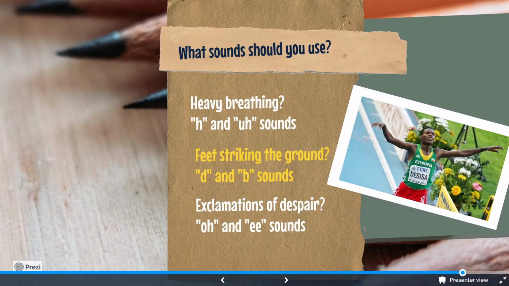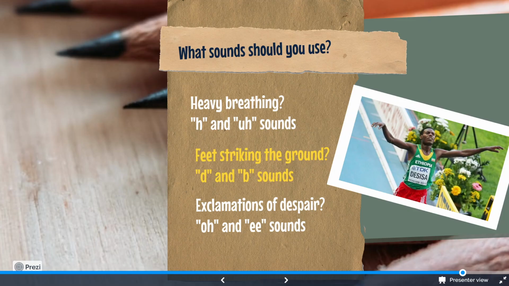So, what sound should you use? If you want to evoke an image of, and again, we're talking about an auditory image of heavy breathing, you might use H sounds or short U sounds. How about feet striking the ground? If you're on asphalt in a road race or something, you might use D sounds and B sounds.